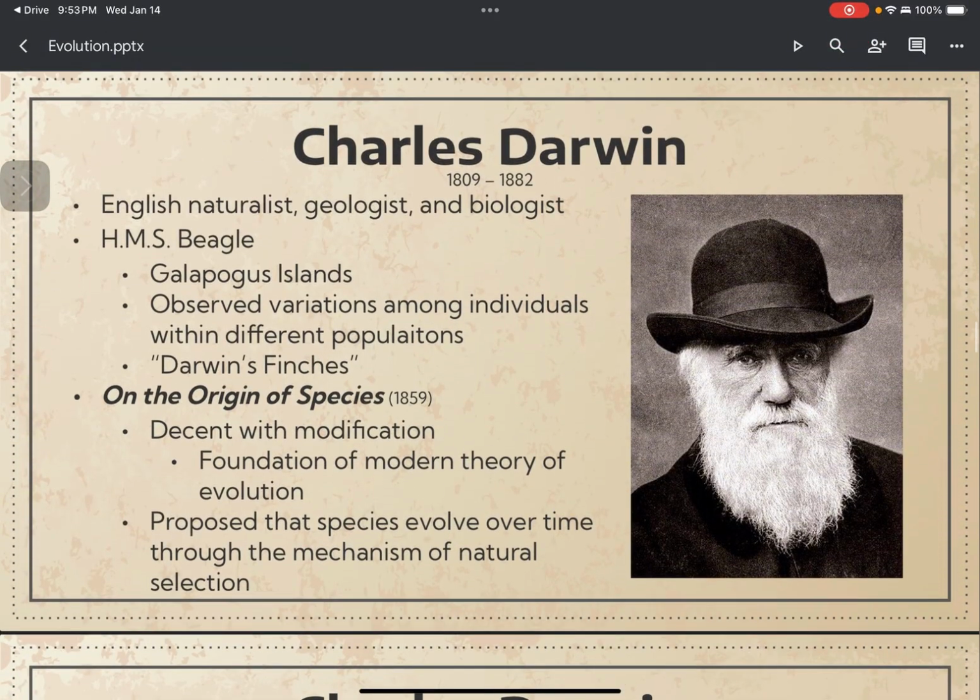Charles Darwin, we talked about him on the first slide. He is an English naturalist, a geologist, and a biologist. That's a lot. This guy loved nature. He is most known for the Galapagos Islands and what he observed there, which was variations among individuals within the population, specifically Darwin's finches. He also released a book called On the Origin of Species, and this goes over modifications, the foundation of modern theory of evolution, and he also proposed that species evolve over time through the mechanism of natural selection.